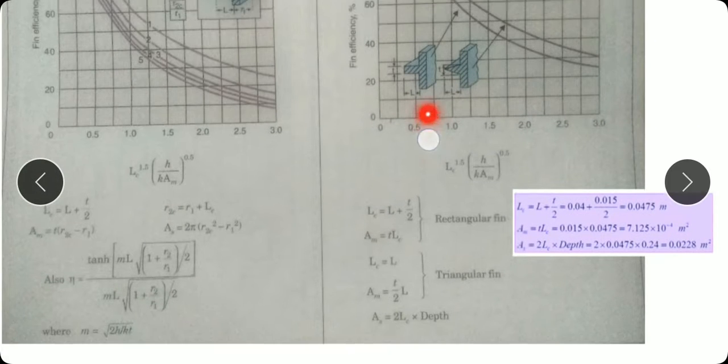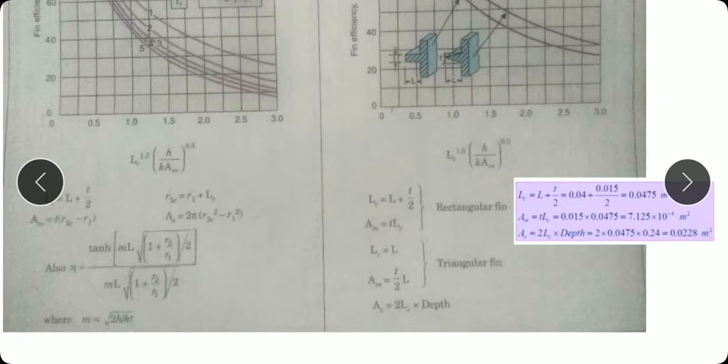So we're going to calculate these things. That is, first thing is the characteristic length. The corresponding equations are available in the data book. That is, LC is equal to L plus T by 2. So L is the given length of the fin and T is the given thickness of the fin. So we can find the characteristic length. Similarly, we can find the mean area for the rectangular fin. So AM is equal to T into LC. T refers to the thickness and LC refers to the corresponding characteristic length.